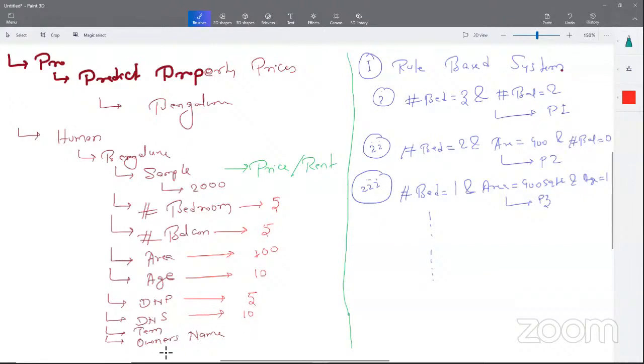And anyway, as a human being, we can understand that the temperature of a particular place or the owner's name is not going to impact the property price or rent, so we can simply discard that, right? Even so, in total we are talking about how many combinations? 5 into 5 into 100 into 10 into 5 into 10, and this in itself is a big number. And here we have not listed all the features that determine the property price, like amenities, a swimming pool, and many other factors. So the key takeaway is that there is a limitation to rule based systems.